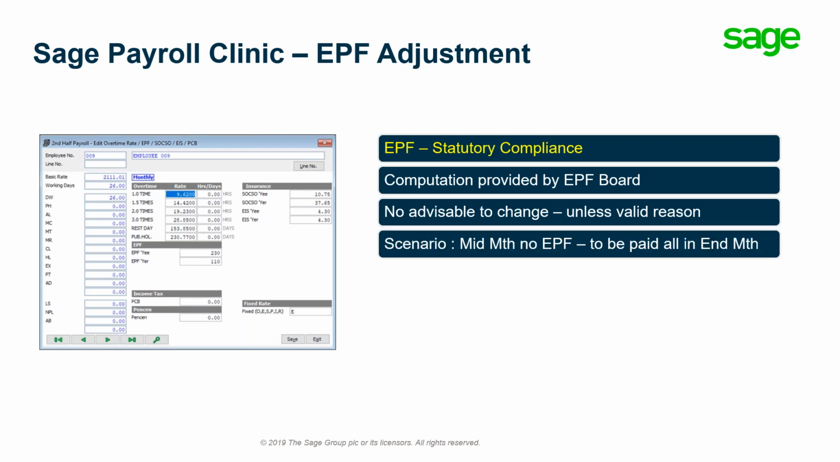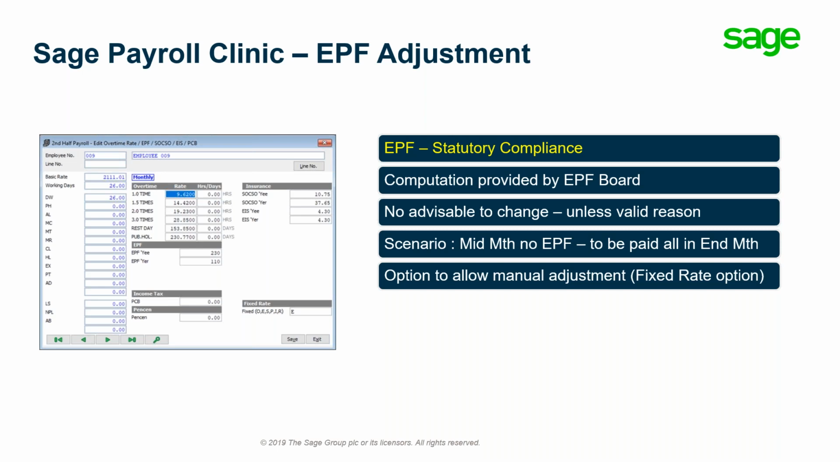So if there's a valid reason, there are things that we can show you step by step. However, for example, if I want to adjust mid-month to have no EPF, but to be paid at end month, no need to worry, because the system does provide you the option to set mid-month to no EPF and end month. So you don't have to do this kind of adjustment every month. This kind of setting is already available.